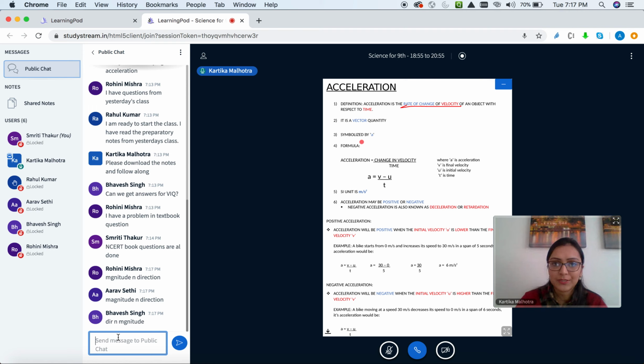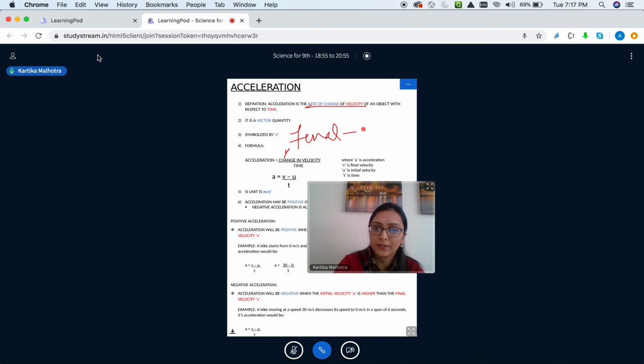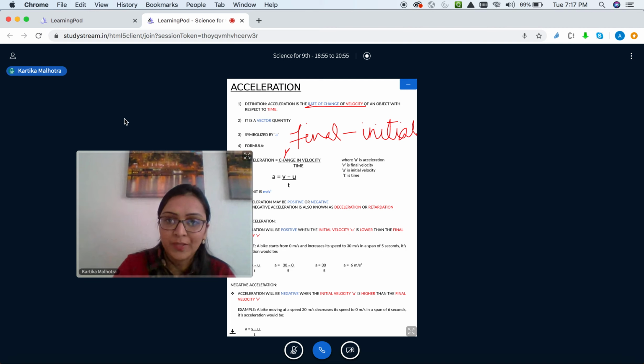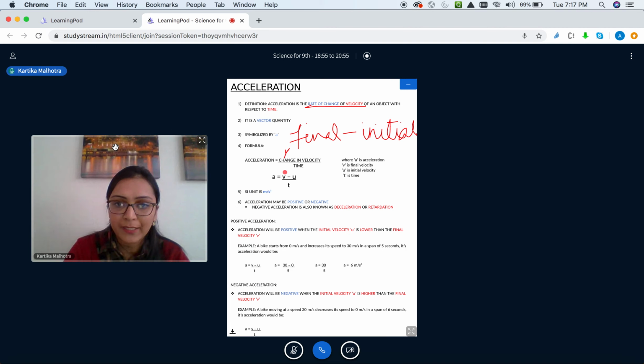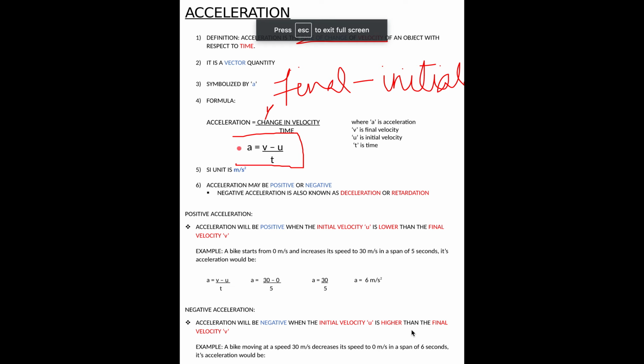So, the symbol of acceleration is small a, and if we write it as a formula, acceleration is equal to change in velocity upon time. Now, guys, here change in velocity is your final velocity minus the initial velocity. If you remember from velocity, final velocity is symbolized by small v and initial velocity by small u, and time is t. Hence we can write a, acceleration, is equal to v minus u upon t. That's your formula for acceleration.